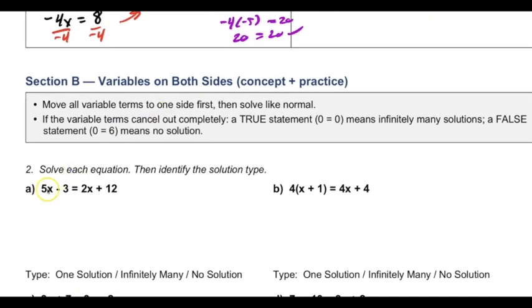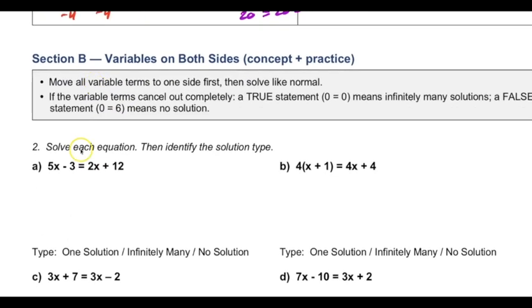Now we're going to have variables on both sides. The key thing is you want to make it look like what we just did. So how do you do that? Well, you want to eliminate the smaller variable first. So if you have variables on both sides, eliminate the smaller variable first. So subtract that from both sides or add it to both sides.